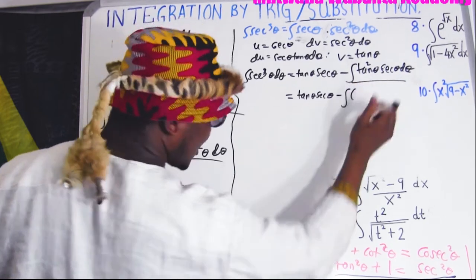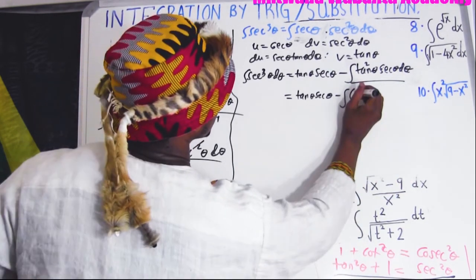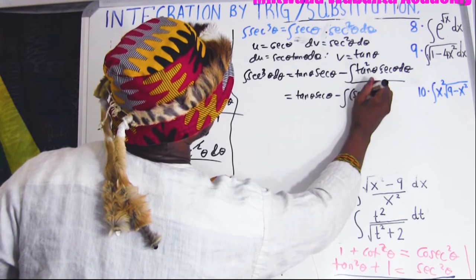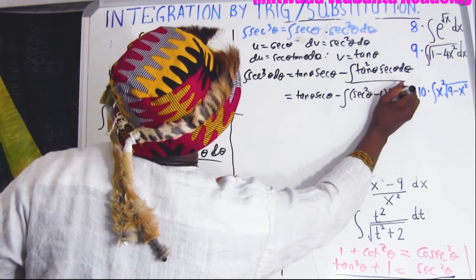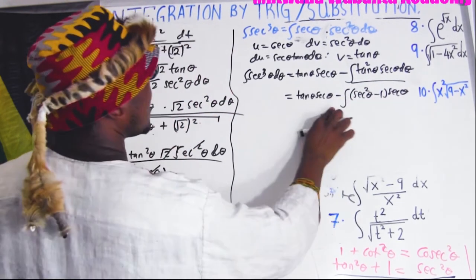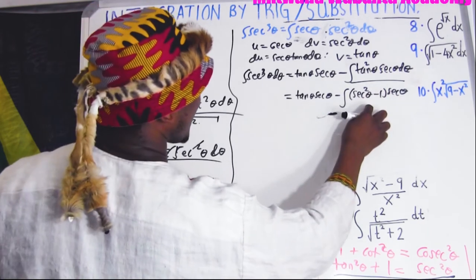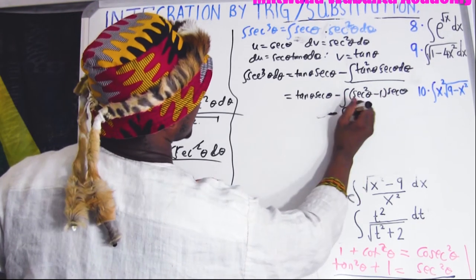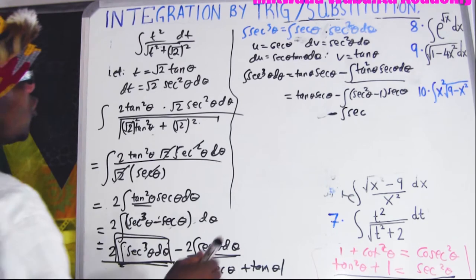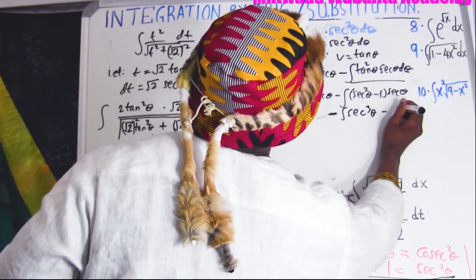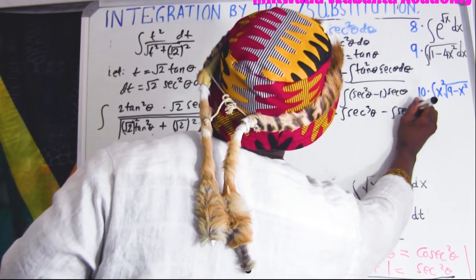So this is like tan square. What is tan square? Tan square equal to sec square minus 1. Could be sec square minus 1 times sec. Okay, this is going to be integral sec cube, minus integral sec.